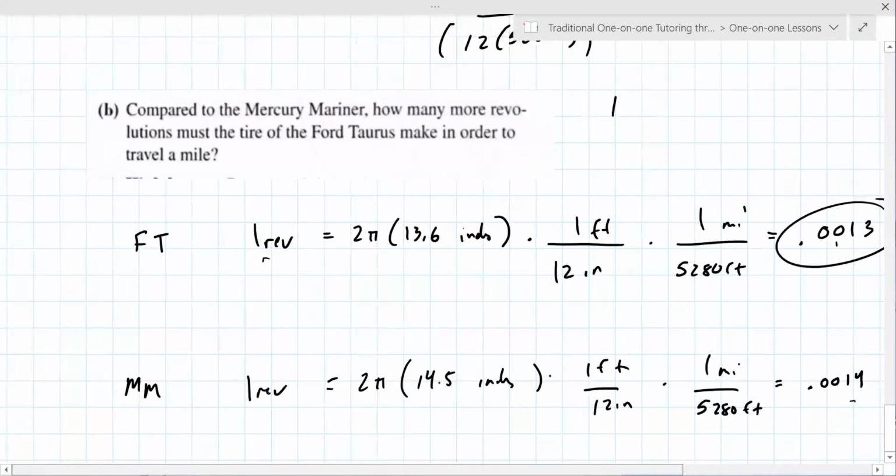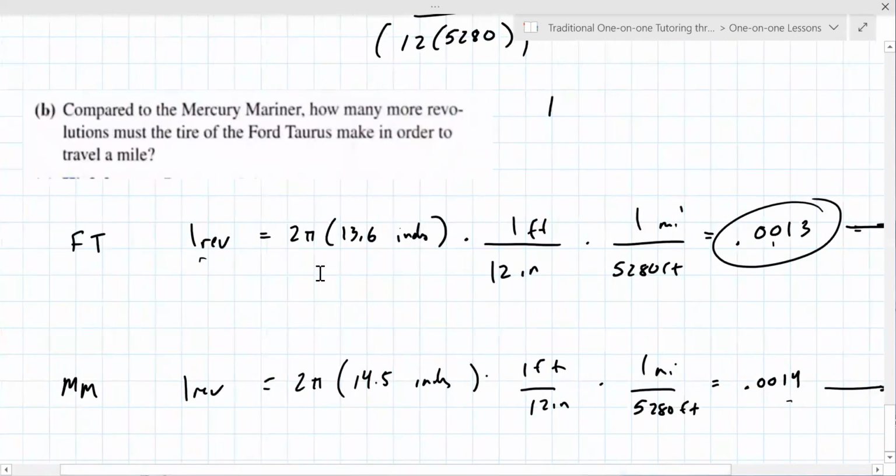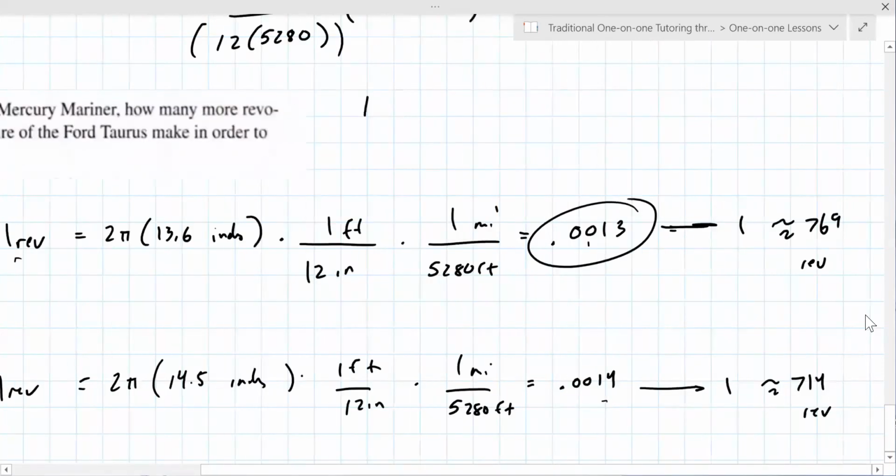So if you were to multiply this number 0.0013 by 769, it'll be basically 1. And similarly down here, so you can see that the Mariner needs to obviously go more. It needs to go about whatever the difference is in these, like 55 more revolutions. Okay.